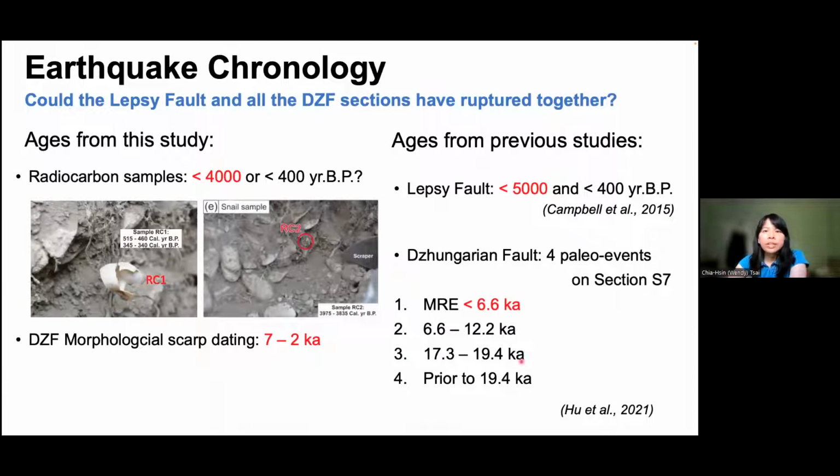Therefore, although the ages from different methods are not always compatible and we have limited constraints on the timing of the most recent events, the majority of the available evidence is consistent with a single rupture along the two faults that displace terraces which are as little as 4,000 years in age.